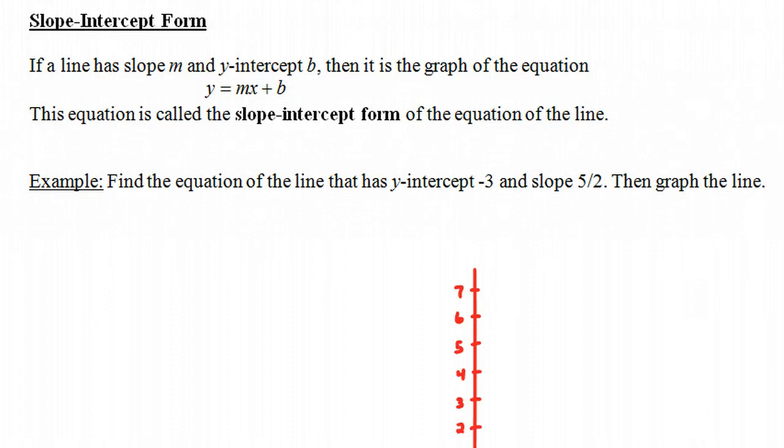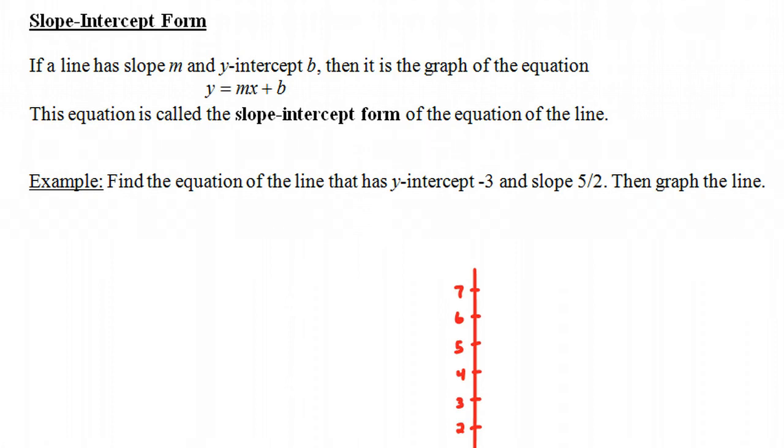In this video, we're going to talk about slope-intercept form. Now, if a line has slope m and y-intercept b, then it is the graph of the equation y = mx + b. And this is called the slope-intercept form of the equation of the line.